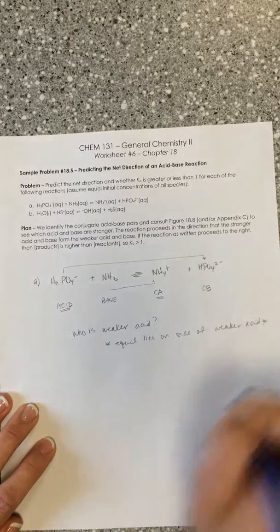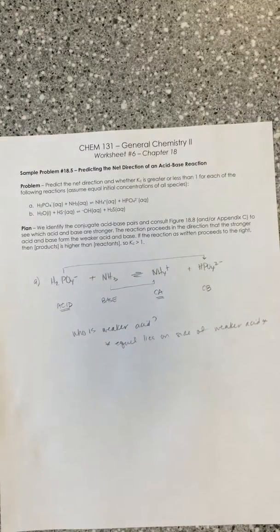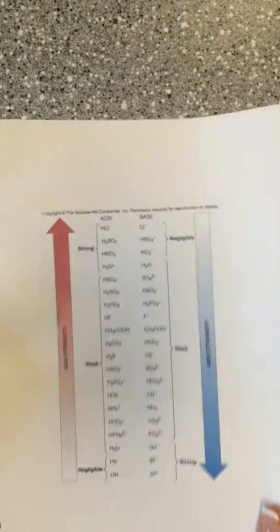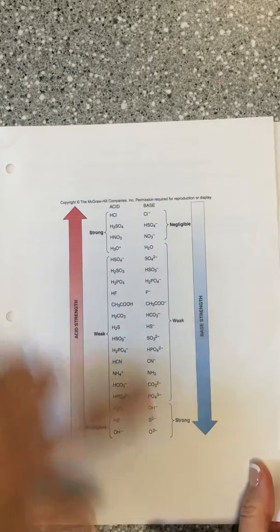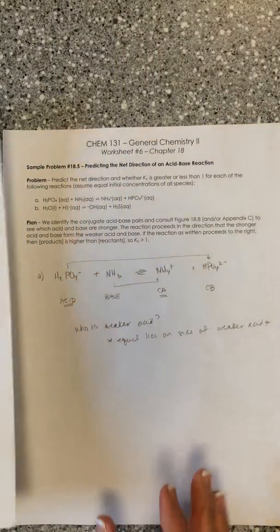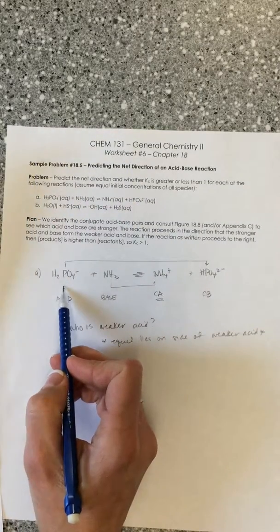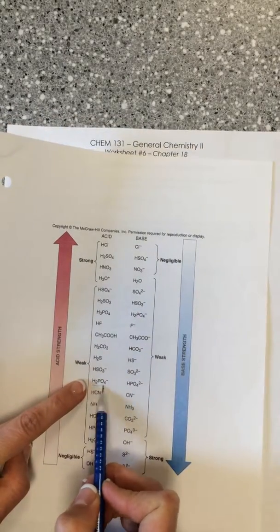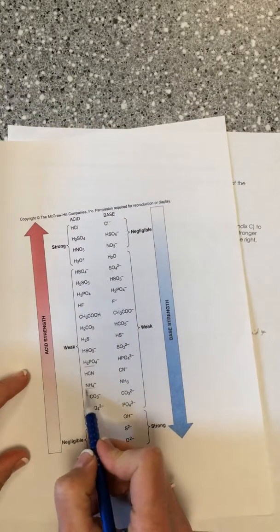And that's the whole rule. So a couple of things to show you here. There's a sheet that we handed out in class that basically shows some of our common acids and bases, and it just kind of shows them in a hierarchy of very weak to our strong acids. So for this problem, we're actually going to be able to use this sheet, and we can find H2PO4 minus, which is right here, and then we can find NH4 plus, which is right here.